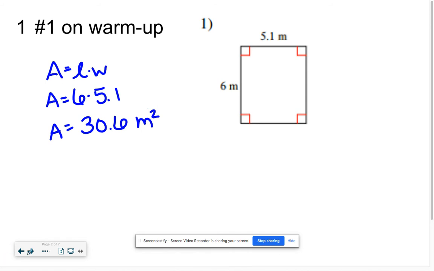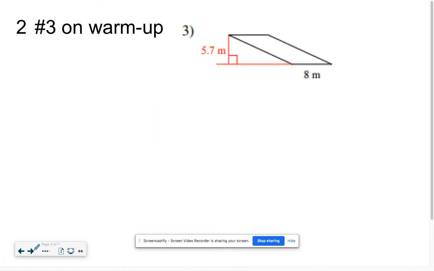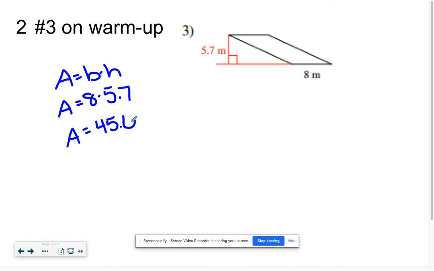Let's go ahead and take a look at the next one. This time we have a parallelogram. Remember that this red part out here is just showing that they're extending what I like to say is like the floor, so they're able to measure how high that is. So we're starting with our formula of base times height. We have a base of 8 and a height of 5 7/10. Again, go ahead and use your calculator for that one, and we should have 45 6/10. And this one's also meters squared.